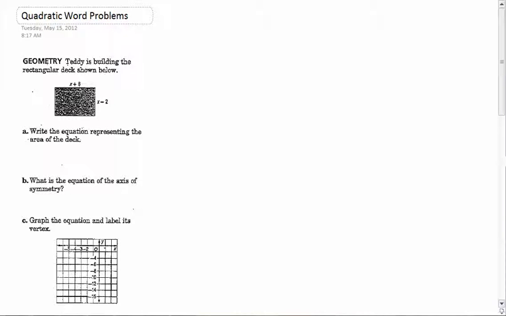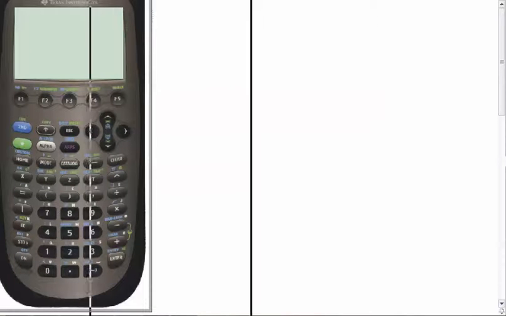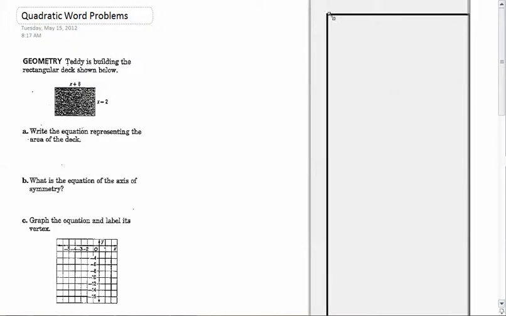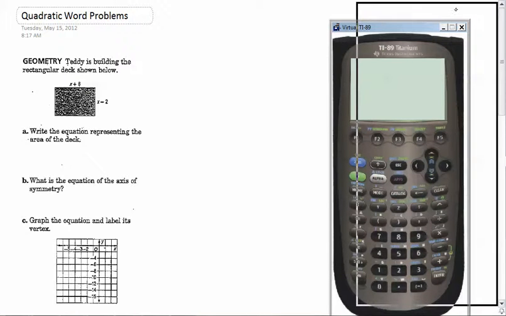All right, sweet. We're going to do some quadratic word problems. Now, a lot of these are going to have a little bit to do with graphing and understanding what the graph of a quadratic looks like. Okay, so I'm going to have here on the side my handy dandy virtual TI-89. And so we'll be looking at this as we go.